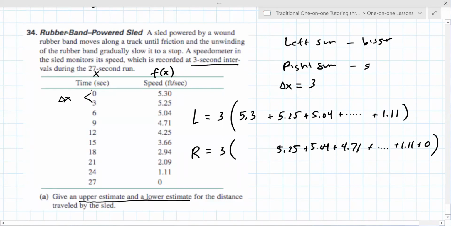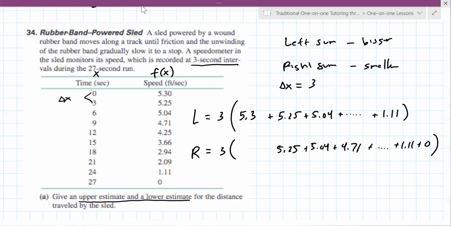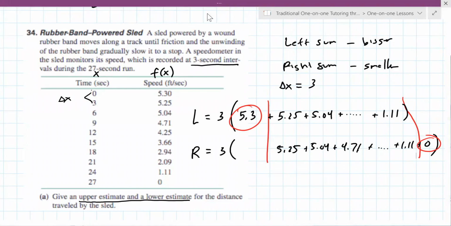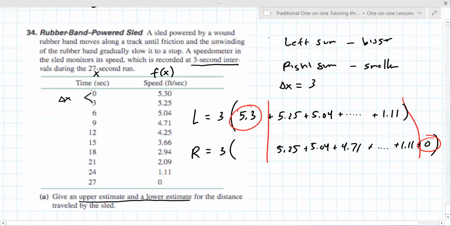In this case, the right is the smaller, but it's not always that way. If 0 were here and 5.3 were here, then the left would be smaller. So typically whichever one is the bigger one is the upper? Yep. So it could be either left or right, depending on the problem. And this right here is the same in both, so you're literally just comparing these two values. Whichever one has the larger one is the upper. Okay. Perfect.